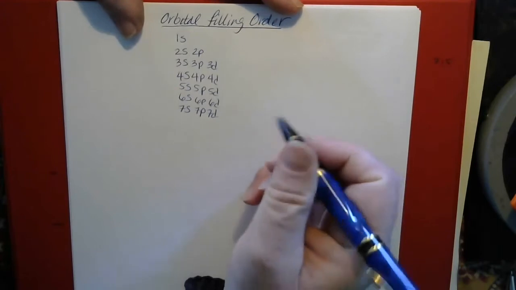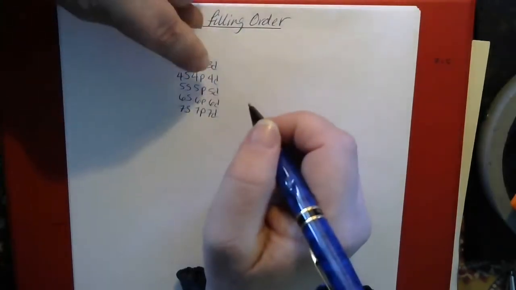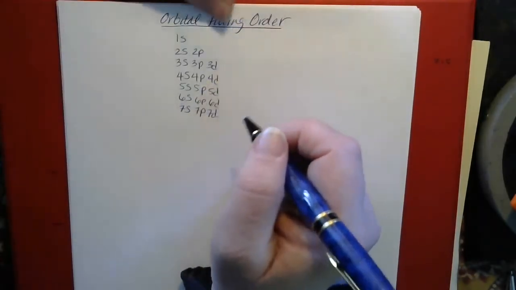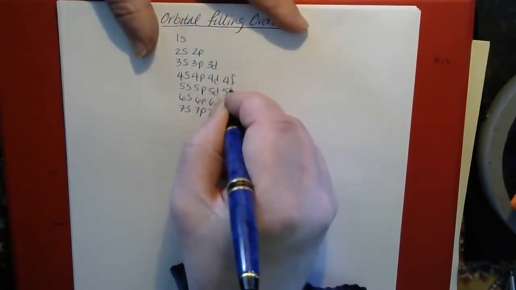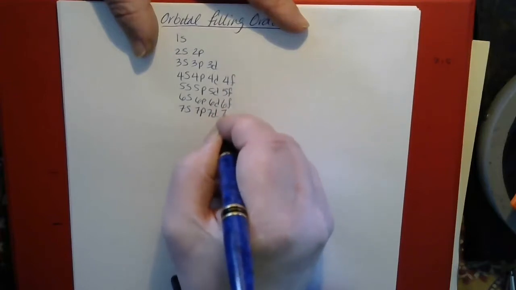Okay, then you do the same with the f orbitals. But remember, f's don't start until n equals 4. So we go 4f, 5f, 6f, 7f.